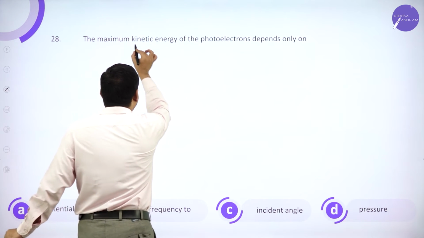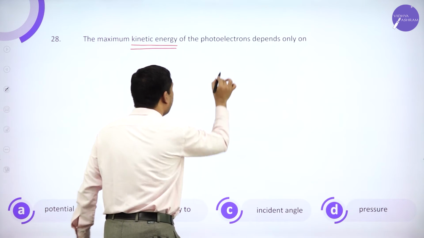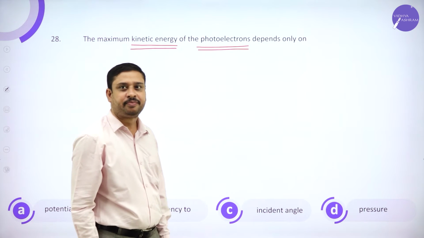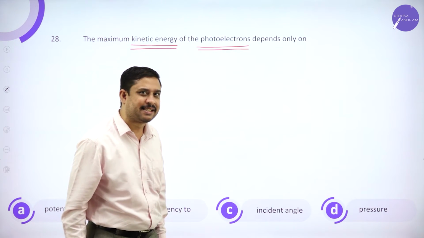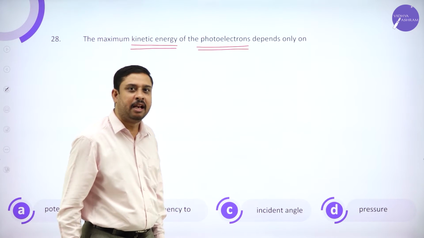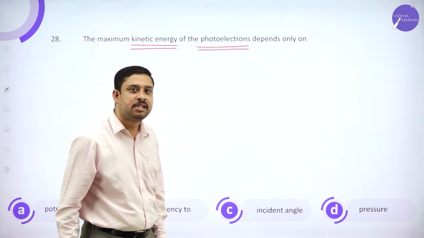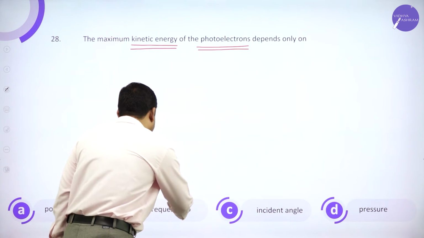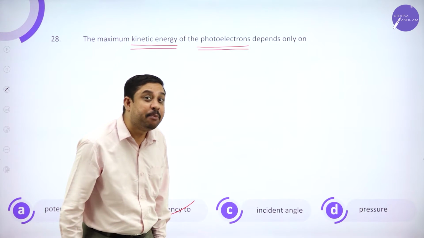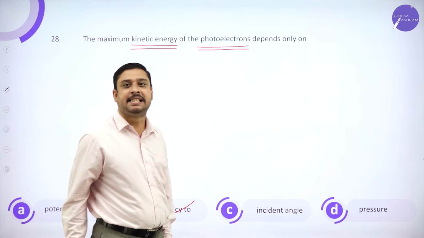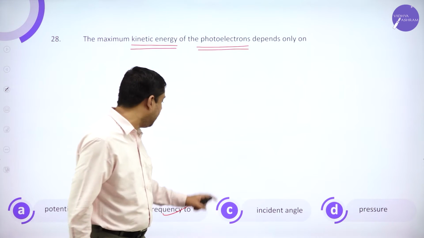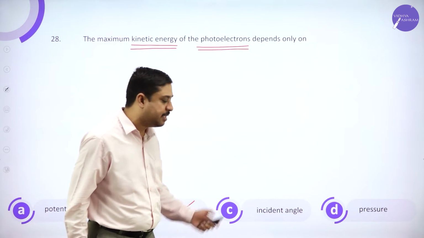Maximum kinetic energy of the photoelectrons depends on... I have discussed this 101 times: kinetic energy and stopping potential of photoelectrons always depend upon frequency. Photoelectric current depends upon intensity. So kinetic energy and stopping potential depend upon frequency.